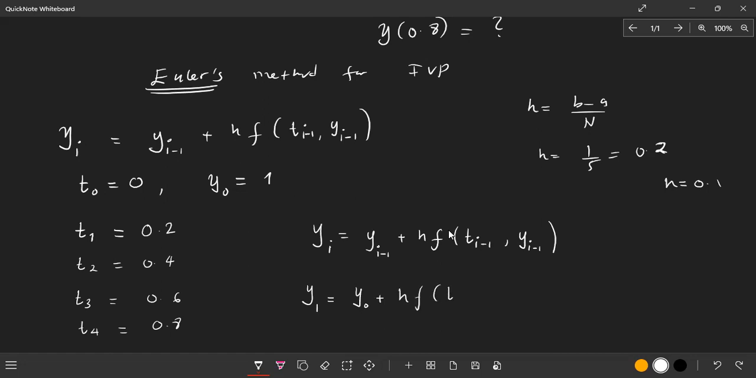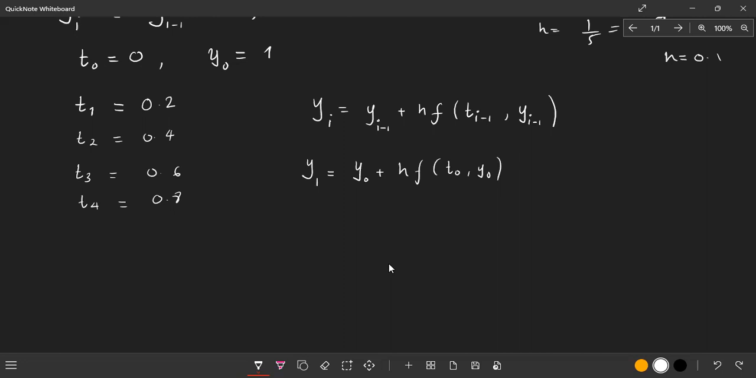Okay, f of t0, y0. So we have to use the previous values to find the next value, isn't it? The previous values of t and y, for us to find the next value, which is y1. Okay, so let's substitute. So y1 will be equal to our y naught. Remember that our y naught is equal to 1, and our h, the step size, is 0.2.